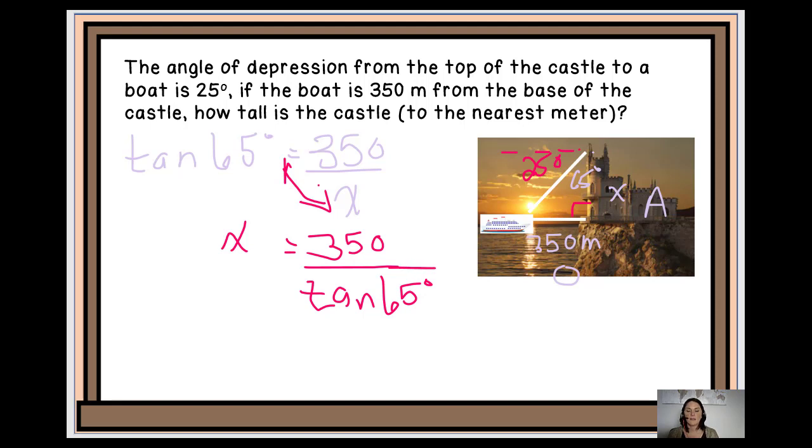Okay, go ahead and plug that in on your calculators. So 350 divided by tan 65. Some of you will have to enter 350 divided by 65 tan. Go ahead. The nearest meter, we should have 163 meters. And because this is a word problem, we should have a therefore statement. So therefore, the castle is 163 meters tall.